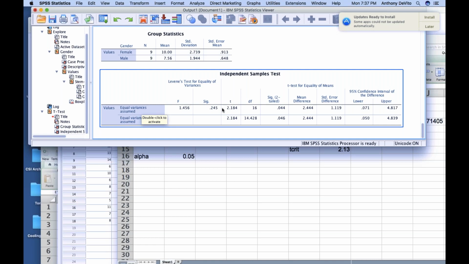So the t-value is 2.184, which is what we calculated when we did it as well, right? When we did it by hand. Okay, now the degrees of freedom is 16. It used the same calculation that we did to determine what the degrees of freedom would be if we assume equal variances. Use the rules on that page.